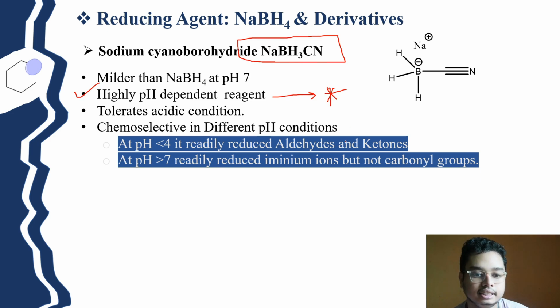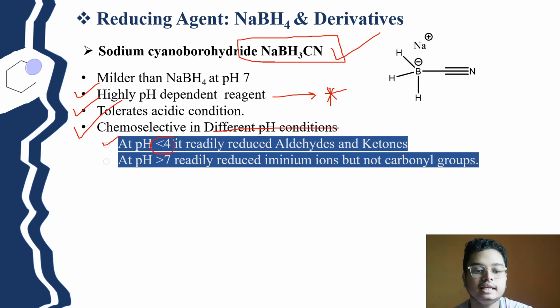This particular reagent is pH dependent, and it actually tolerates acidic conditions, whereas in NaBH4 the acidic condition is sometimes not tolerable, because the starting material may contain an acid-sensitive functional group. To tolerate such an acid-sensitive functional group, sodium cyanoborohydride is used for those particular reactions.